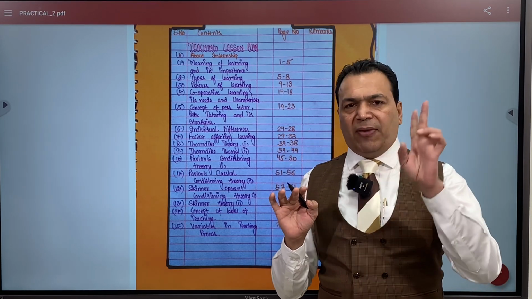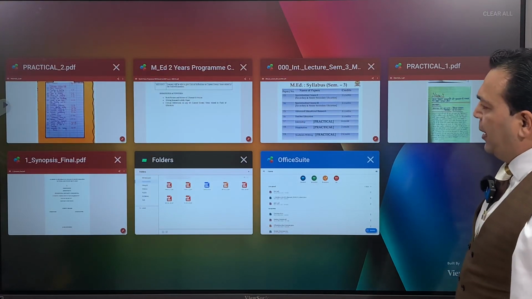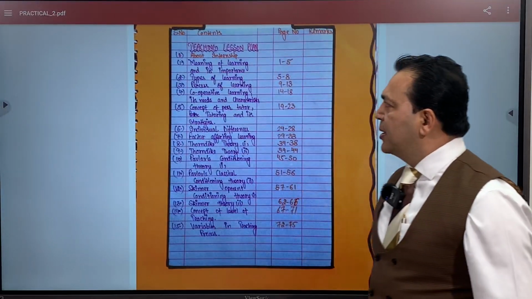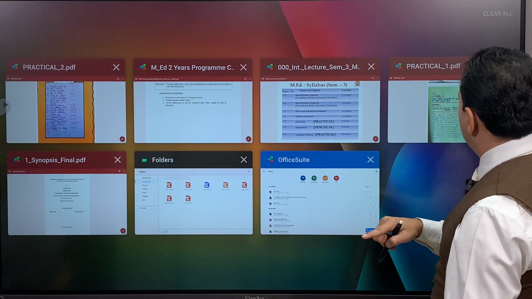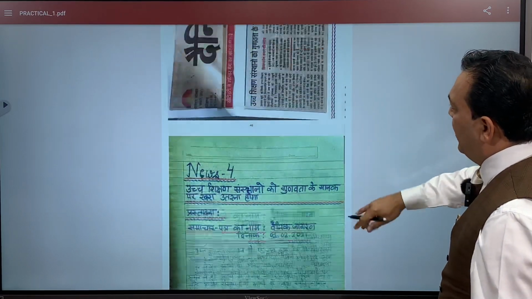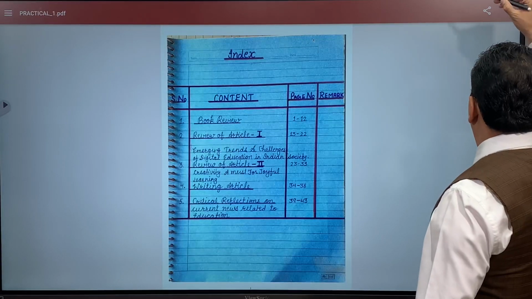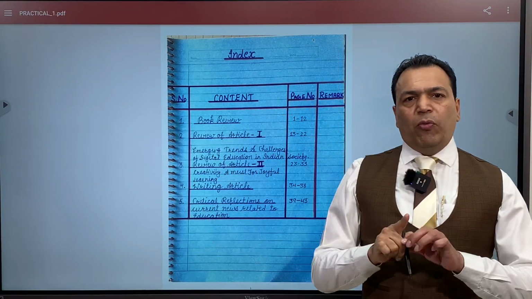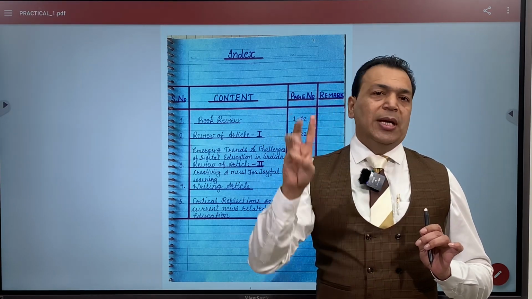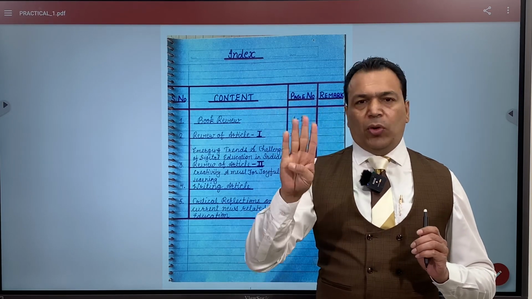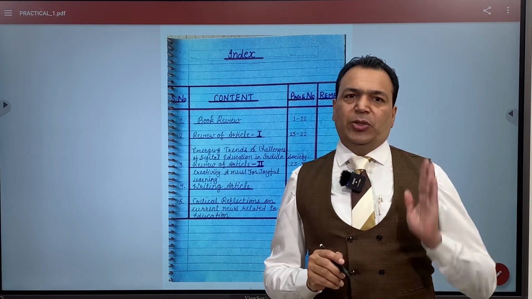Now we talk about the second file, academic writing. I'm going to open the second file, academic writing. So this is the file of academic writing, and we have just seen its contents. What are the contents of academic writing? Number one, review of one book. Number two, review of research articles, at least two. Third is writing a research article. Fourth is you have to write 5 news items related to your education.